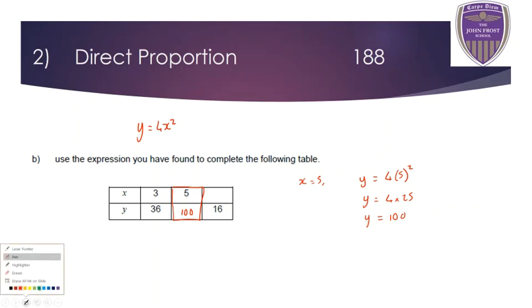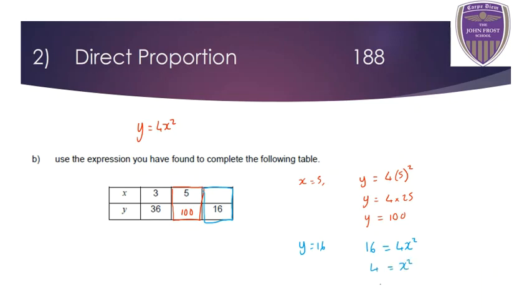Okay, and similarly then, we use the information on the second part here to find the missing value of x. We need to use y equal to 16. So we substitute y equals 16 in. So it'll be 16 equals 4x squared. Now I divide through by 4. So it gives me 4 is equal to x squared. And then I need to square root 4 to find x. So square root of 4 is 2. So x is equal to 2. All right. And then that helps me complete my table.